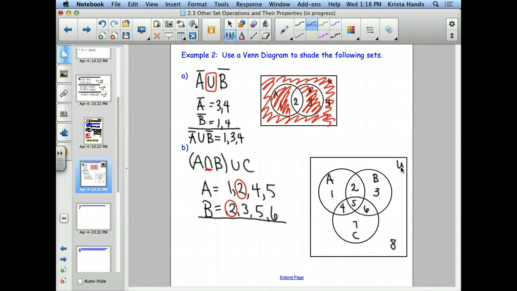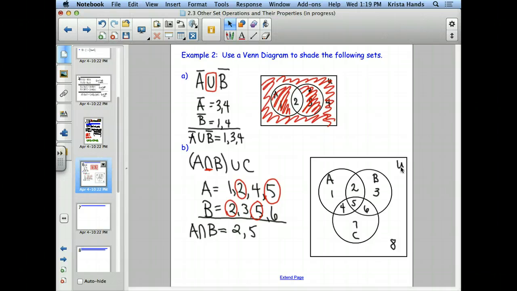2 and 5. So the first piece that I just did is the combination of A intersect B, and I found out that that is 2, 5. I'm not done, but I'm halfway done, right? I've done half of this description up here. It may look like 2/3, but it's really not. It's really half of it. Because I'm supposed to take the result of that, which is the 2 and the 5, and do the union with set C.